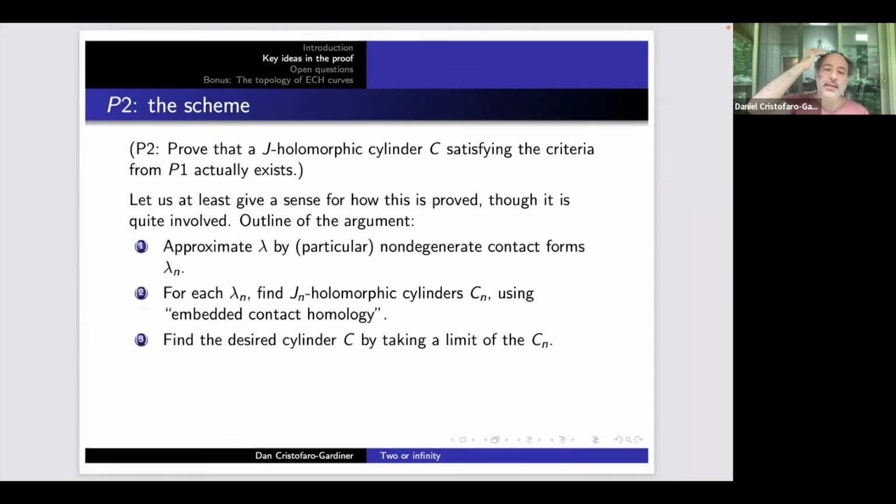And then I can find the desired cylinder by taking some kind of limit. So in other words, to put this in some perspective, I'm just saying I need to find a cylinder, just like Sarah was saying, with exponential convergence at its ends. And I'm going to attempt to do this by approximating my contact form, finding J-holomorphic cylinders for each of the approximating sequences, and then taking a limit.